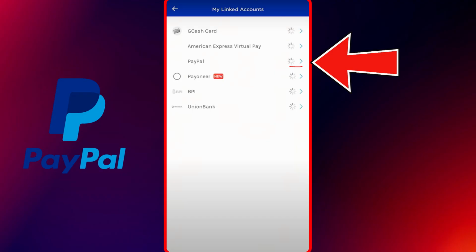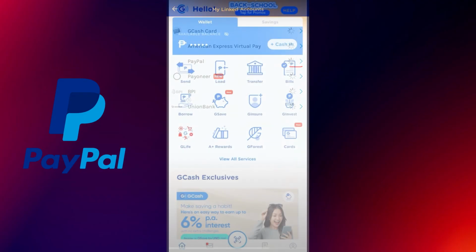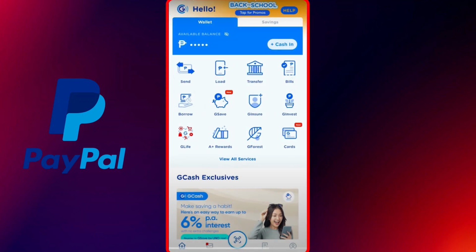accounts. Once your accounts are successfully linked, keep in mind that Gcash does not currently allow direct transfers from Gcash to PayPal. However, you can transfer money from PayPal to Gcash.